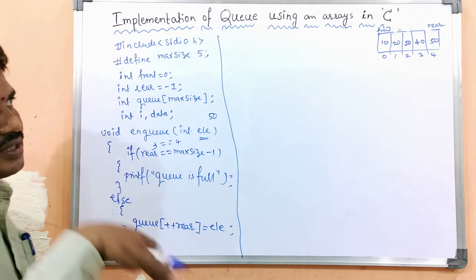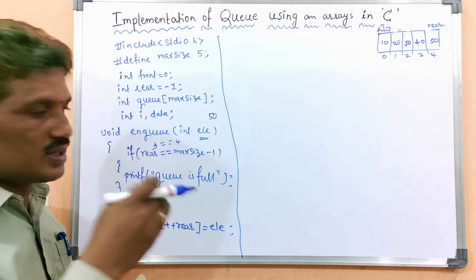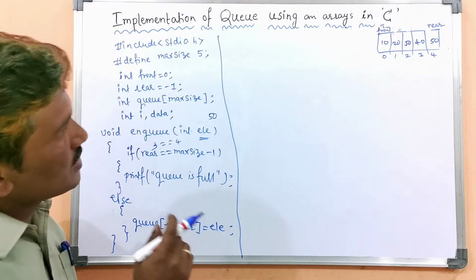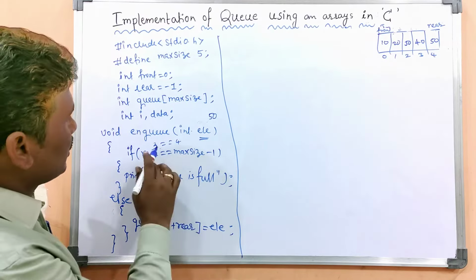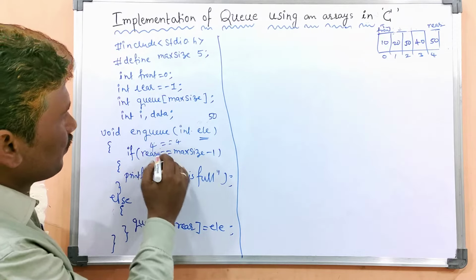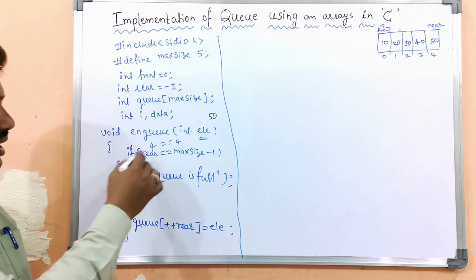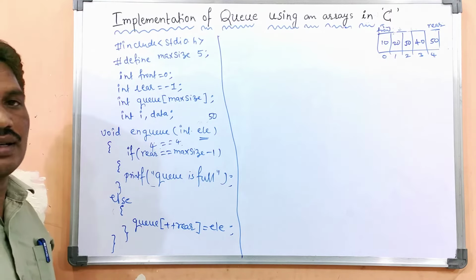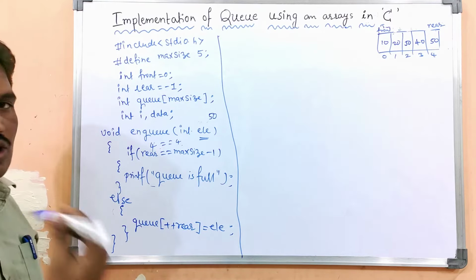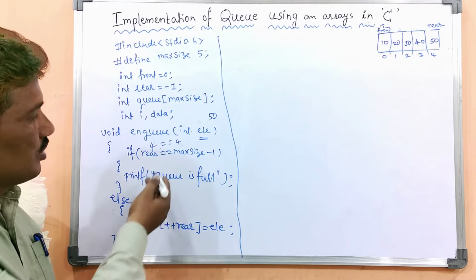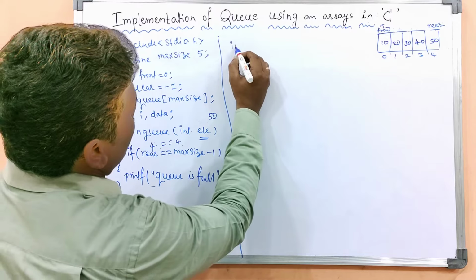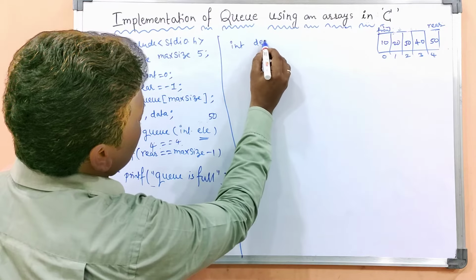The rear value is incremented by 1 whenever data is inserted into the queue. After that, check the condition: the rear value is 4 equal to 4, the condition returns true, so the queue is full. Whenever you insert another element, it can't be inserted into the queue because the condition returns true. At this time I am using the dequeue operation.